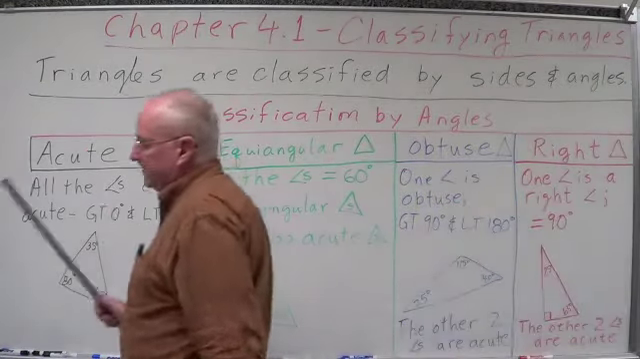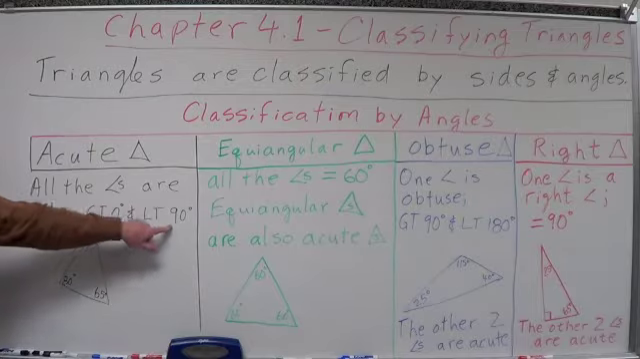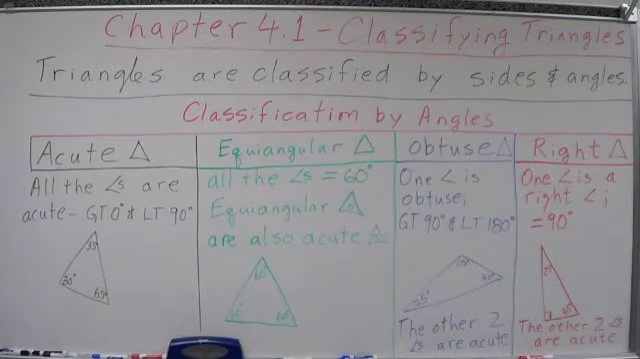Well, an acute triangle is just what it says it is. All of the angles are acute. That means they're greater than 0 and less than 90 degrees. All 3 of the angles. And here's an example. 35, 80, and 65. All of them are between 0 and 90 degrees, adding up to 180.